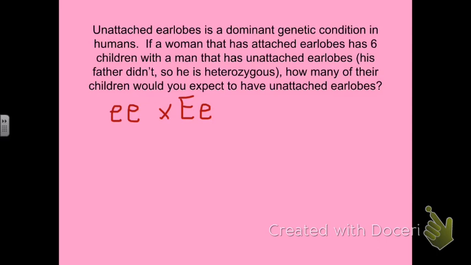Okay, notice in this problem I have written down the genotypes of the parents. The woman has attached earlobes, which would be the recessive condition, and the man has unattached earlobes, but the problem said that he's heterozygous because his father did not. And so we make a Punnett square next.